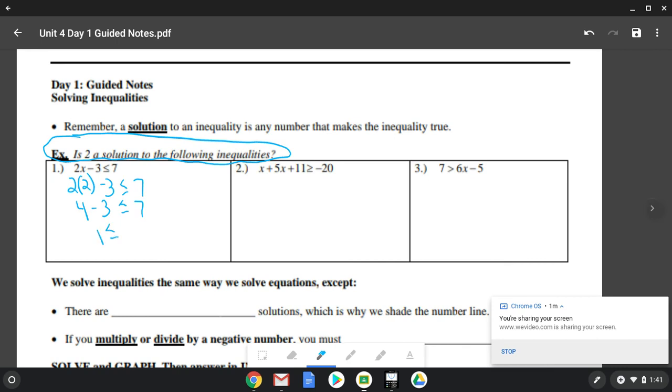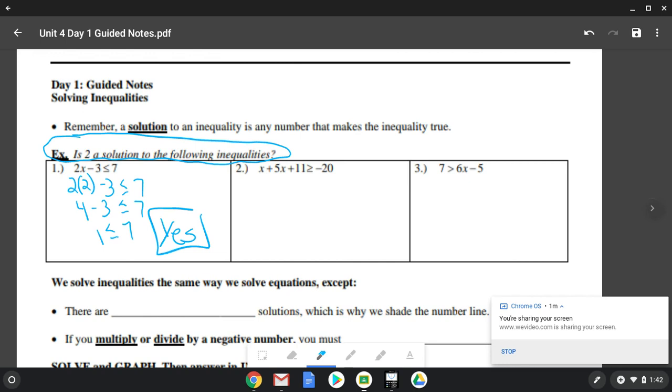So we get 1 is less than or equal to 7. Is 1 less than or equal to 7? Yeah, 1 is less than 7. As long as it's less than or equal to, either one, because the word or is in there, this answer is yes, 2 is a solution. That's all we're looking for. There's a yes or no answer.